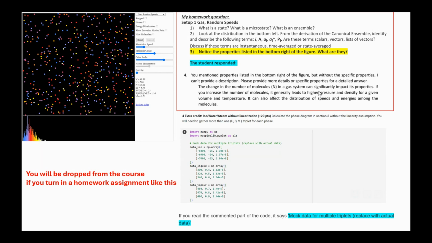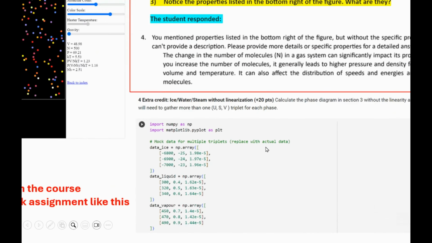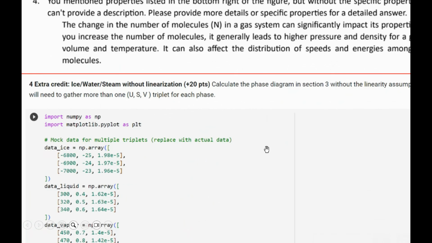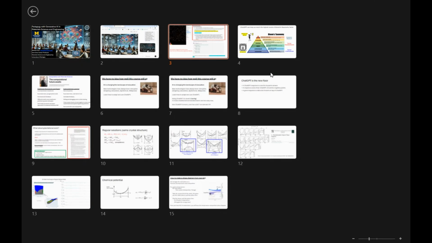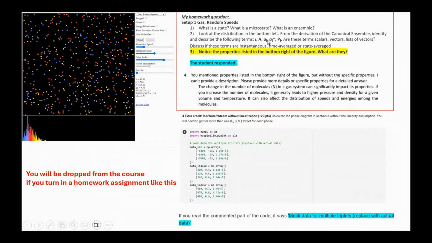And here's another example, a problem where I was having them calculate a phase diagram. This is the homework's response. They said, "mock data for multiple triplets replaced with actual data." And they didn't replace it with actual data. I said this to the whole class: you'll be dropped from the course if you turn in homeworks like this. But this is the moment when I started realizing that ChatGPT can produce a lot of this stuff quickly, so maybe we can start moving to more challenging questions.